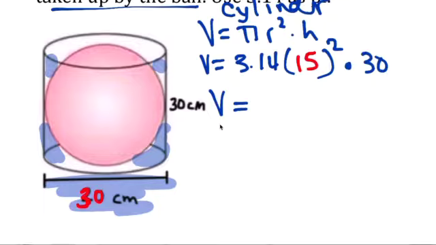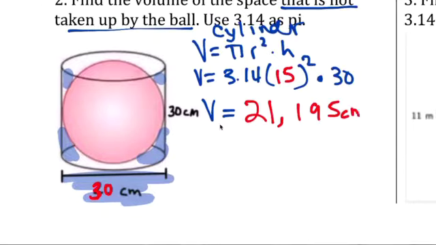Let's use the calculator. 15 times 15 is 225. Times that by 30. Times that by 3.14. You get the answer of 21,195 is the volume of the cylinder.